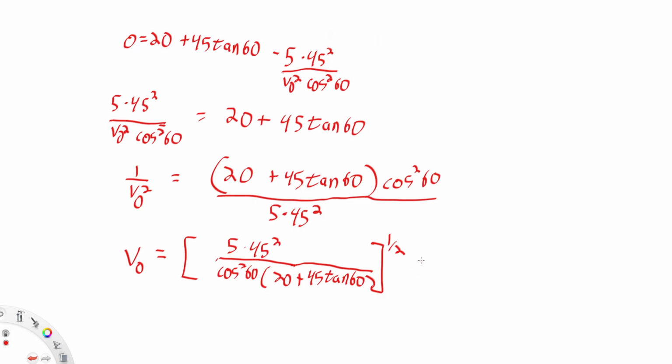And I find that the initial velocity is something like 20 meters a second, which is fast but not unreasonably fast for a racing bike.